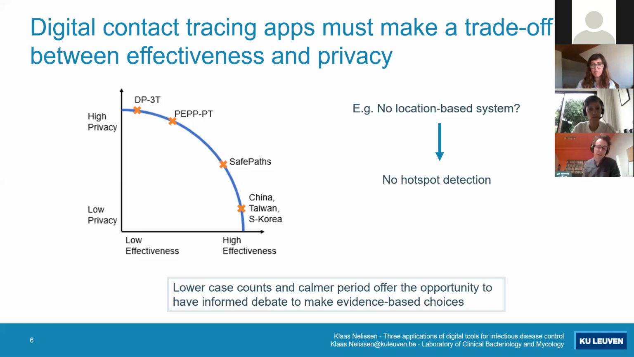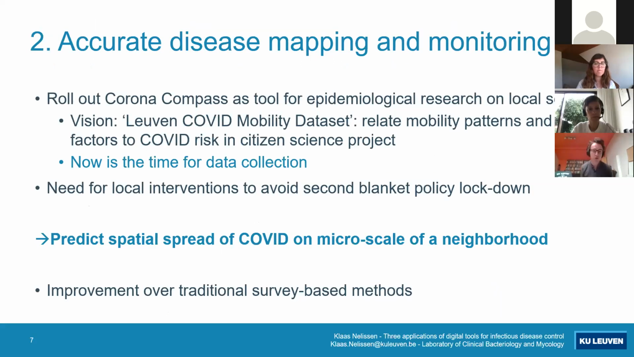Because I completely agree with Jonas that there is a complete lack of empirical evidence on the effectiveness of any contact tracing tool. So when we realized that our digital solution was not going to be the national Belgian contact tracing solution, we thought, well, what can we do? And we realized that we can roll it out as a tool for epidemiological research on a local scale. So in the city of Leuven.